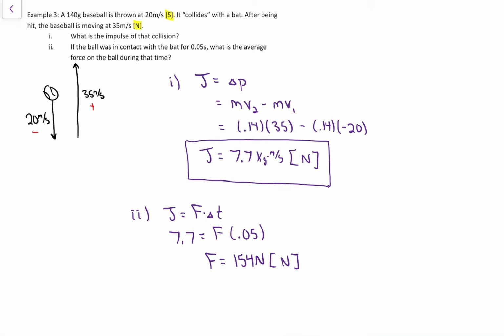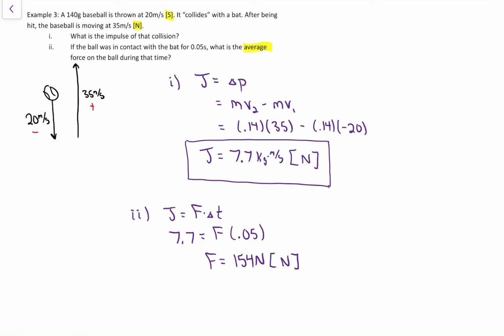0.05 isn't a lot of time, so it's weird to think of it as an average, but probably what would happen is when the bat first came in contact with the ball, it would put a small force on the ball. Then maybe halfway through our 0.05 seconds, or like 0.025 seconds, we would be putting a huge force on the ball, way bigger than 154.